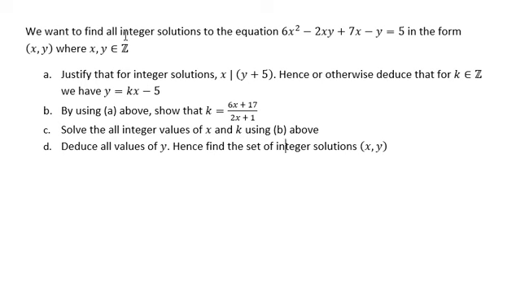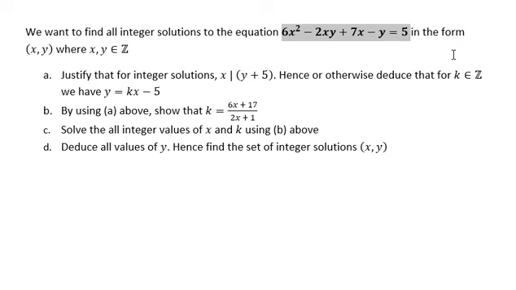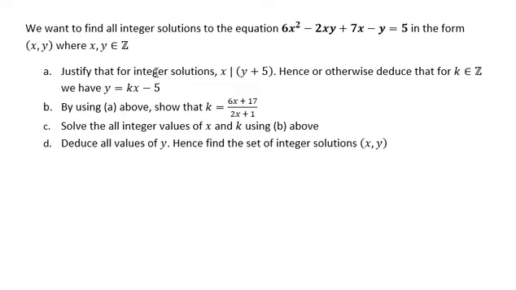We want to find all integer solutions to the equation 6x squared minus 2xy plus 7x minus y equal to 5, in the form (x, y) where x and y are all integers. A. Justify that for integer solutions x divides y plus 5. Hence, or otherwise, deduce that for all k in the set of integers we have y is equal to kx minus 5.